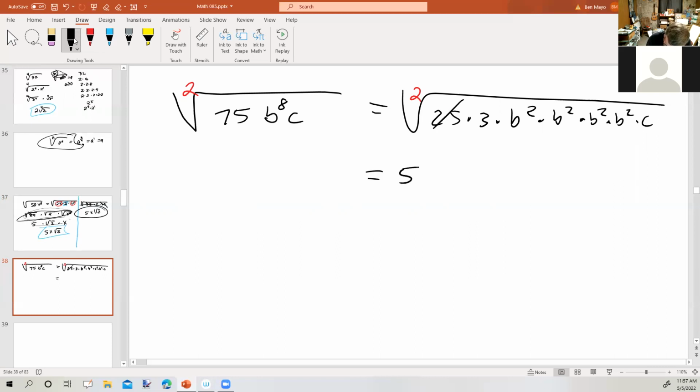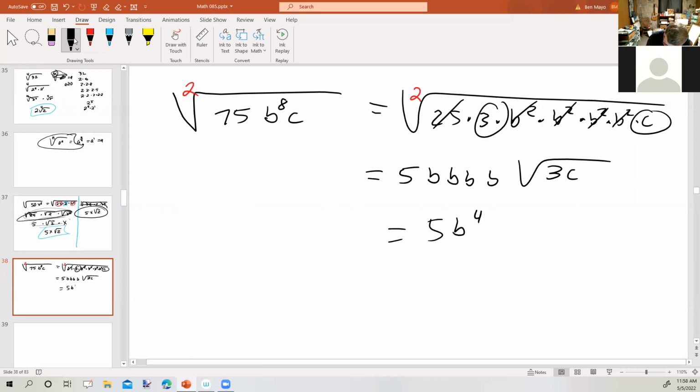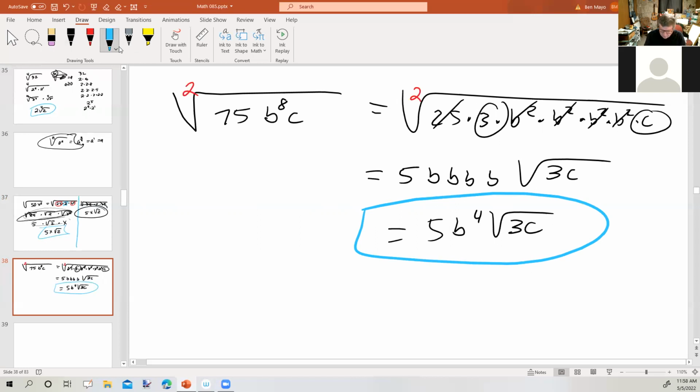That would give me a 5 outside. That would give me a b outside, a b outside, a b outside, a b outside, and what's left inside would be the square root of 3c. So I get 5 b to the 4th, whoops, square root of 3c as my final answer. However, that seems like a lot of work.